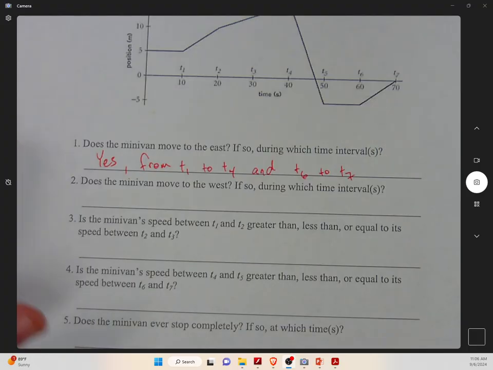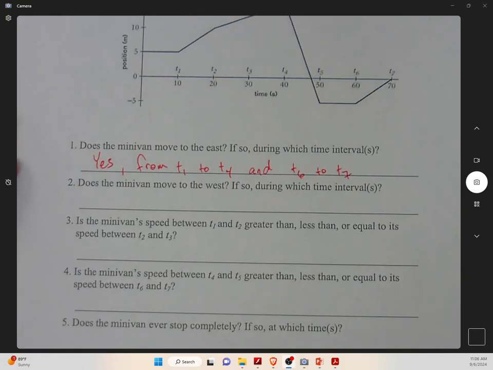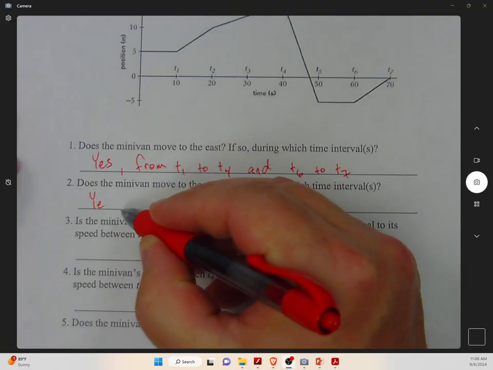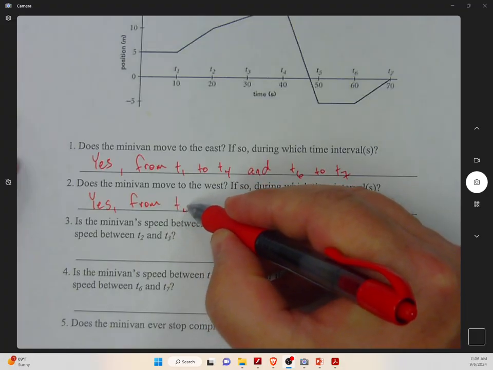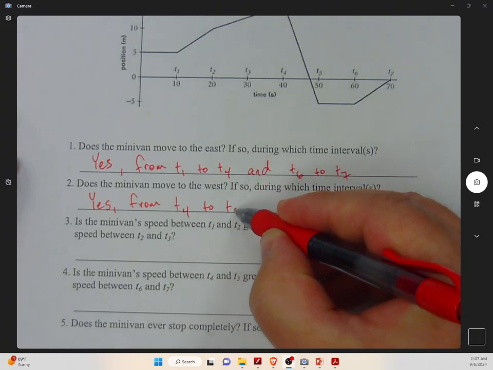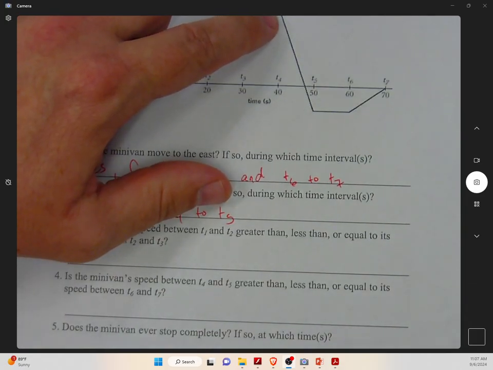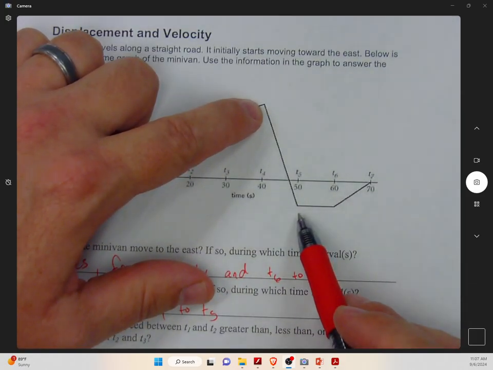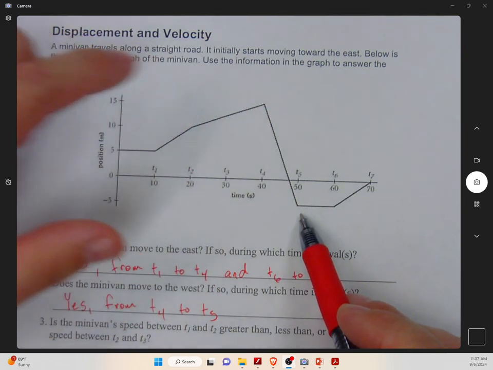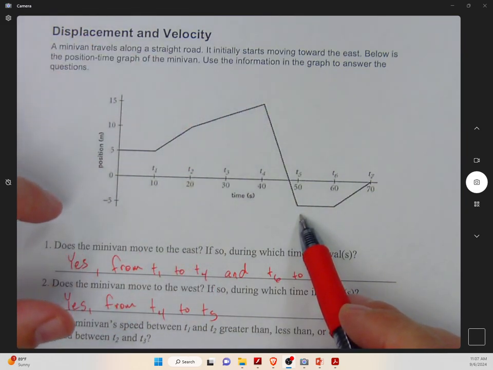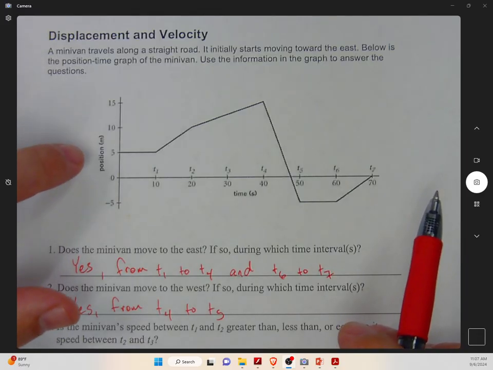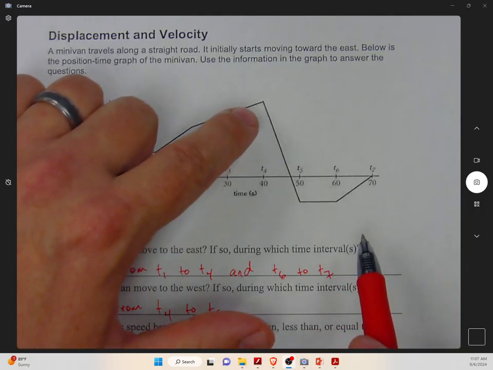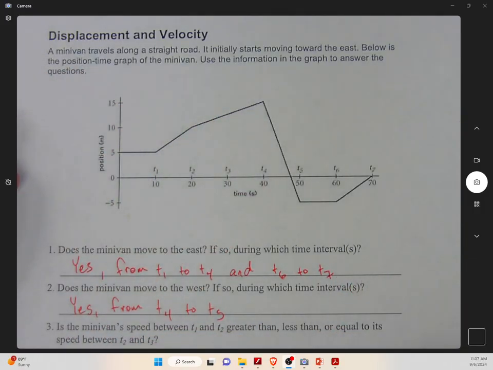Number two, does the minivan move to the west? If so, during which time intervals? Yes. From T4 to T5. Again, from T4 to T5, we see the overall change in position is moving down the y-axis. And we've already established that moving toward the east is up the y-axis in position. And so as we're moving down the y-axis, that must be to the west.